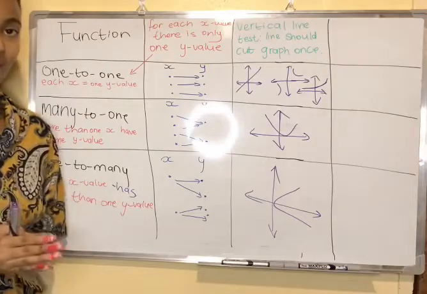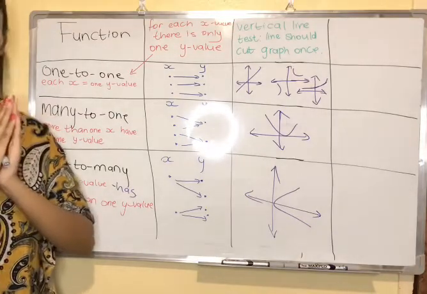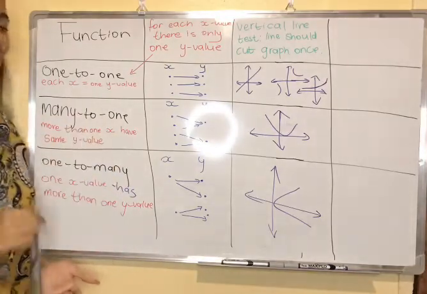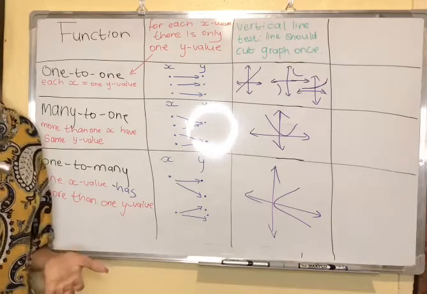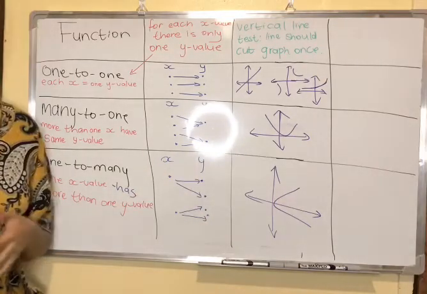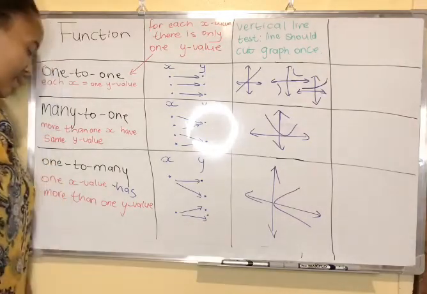What you should always know is that for a one-to-one function, its inverse is always going to be a function. But for a many-to-one, the inverse is not a function. Because why? This is not a function.